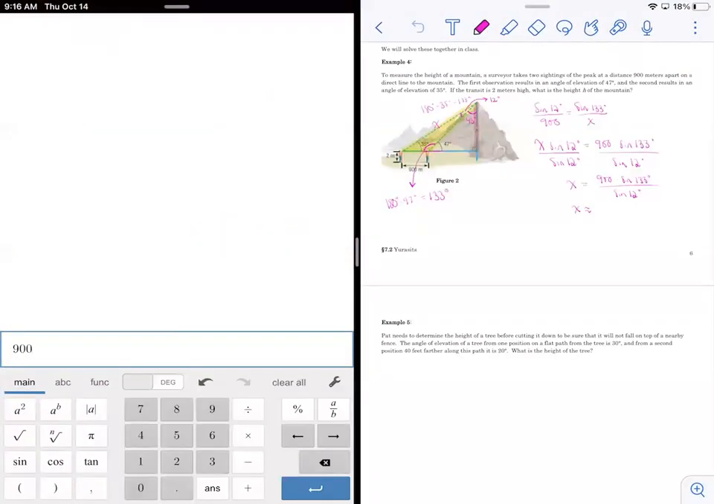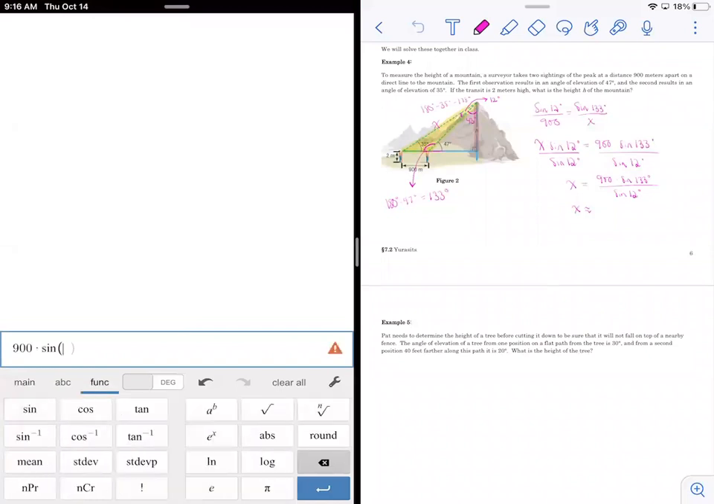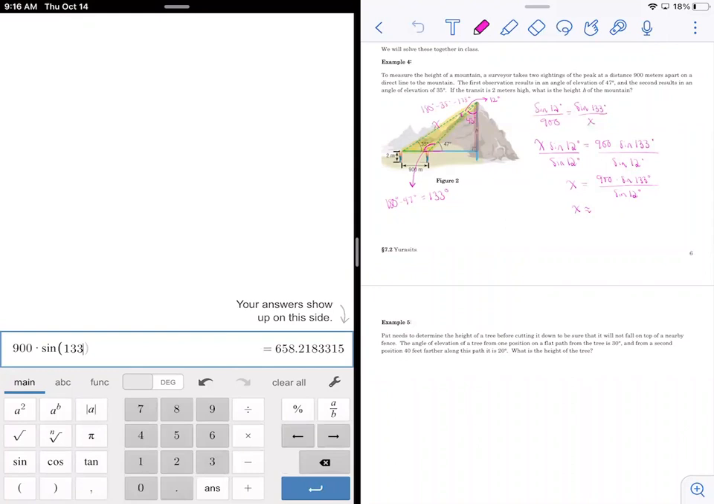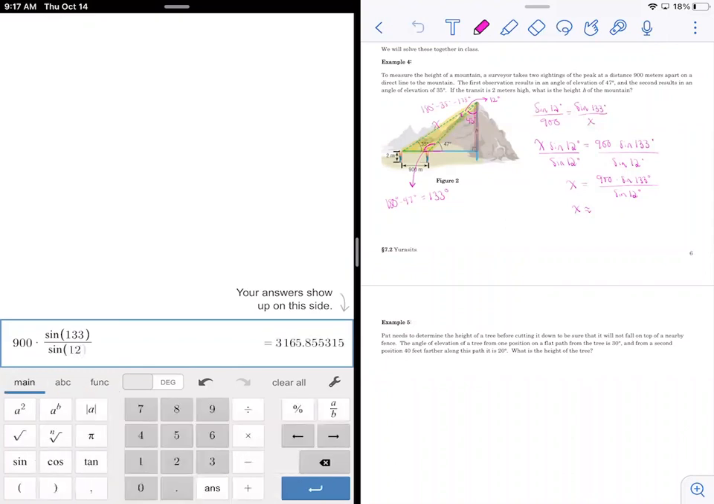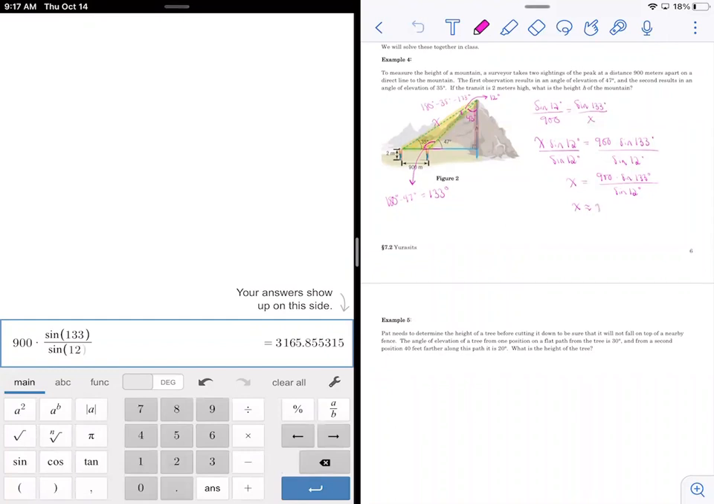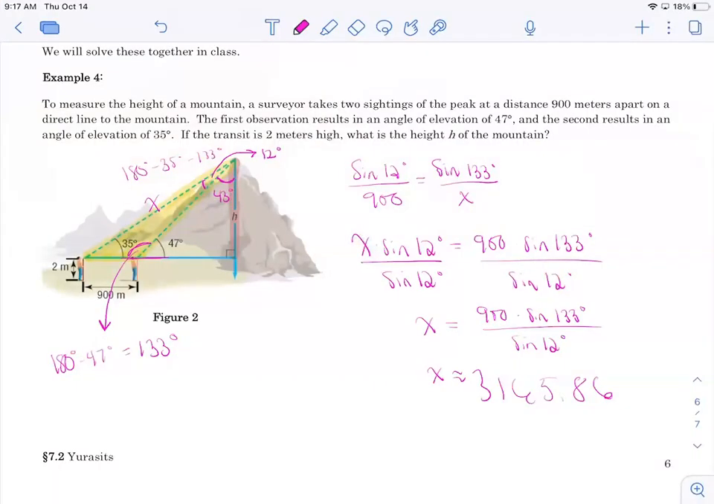All right, 900 times sine of 133, divided by sine of 12 degrees. So we get X is about 3,165.86, and that would be meters. Now, going back here, that isn't what they wanted us to find. Remember, we want to find the height. I just had too much unknown, so I had to find some other length. That 900 isn't part of a right triangle. It's just part of that oblique triangle.